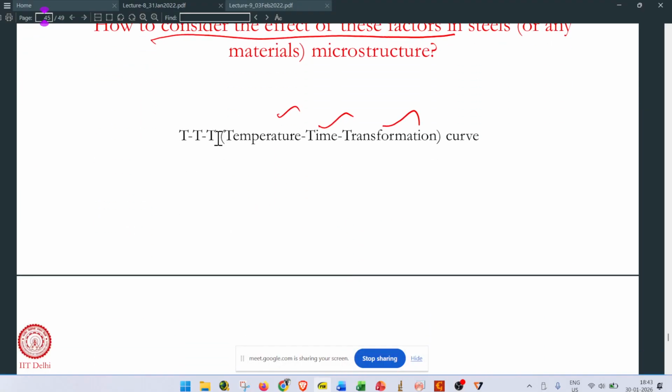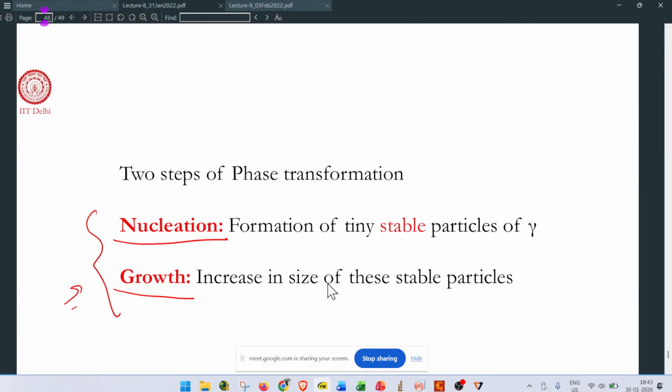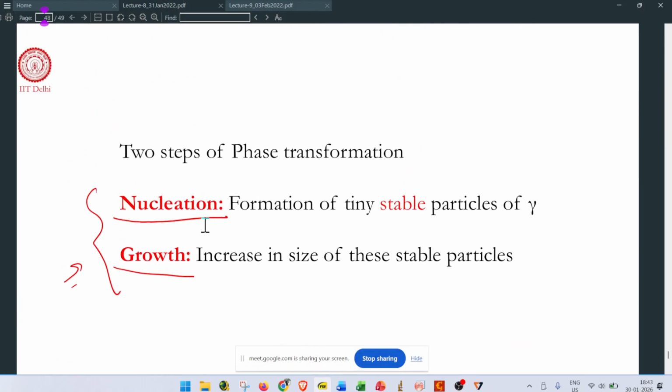Next, what is the time temperature transformation curve? This tells how the temperature and cooling rate affect the microstructure. First is nucleation and growth, which we have discussed previously. Once a stable particle forms above the critical radius, nucleation starts to happen, and then growth happens once nucleation has begun.